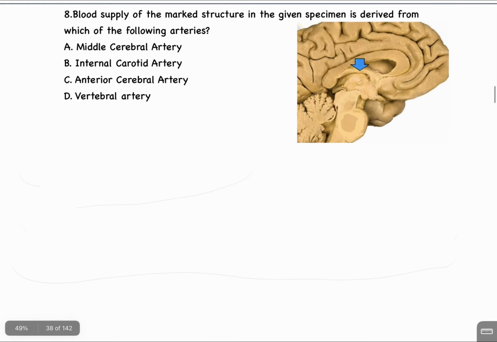Question number 8. Blood supply of the marked structure in the given specimen is derived from which of the following arteries? A. Middle cerebral artery. B. Internal carotid artery. C. Anterior cerebral artery. D. Vertebral artery. The answer is C. Anterior cerebral artery.